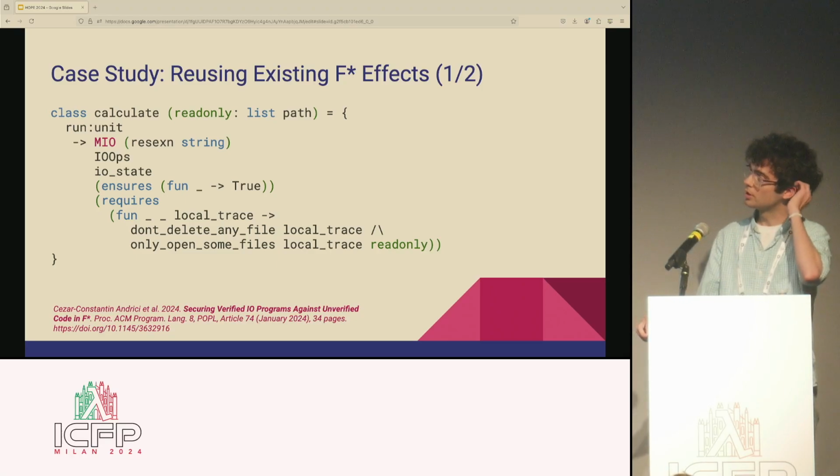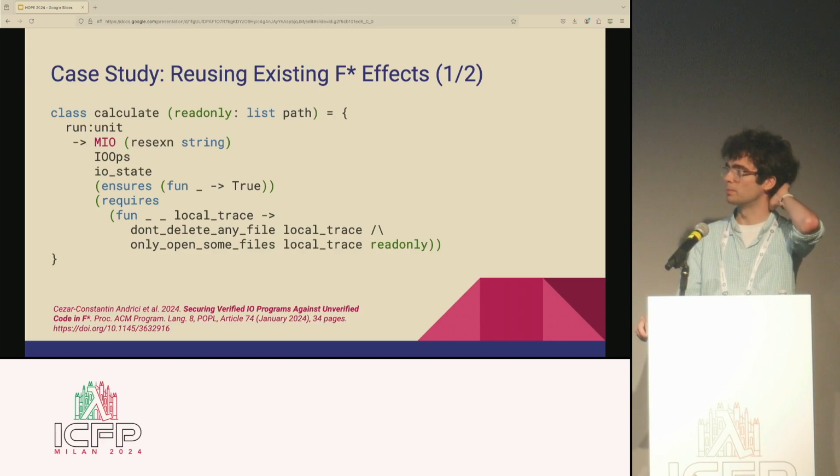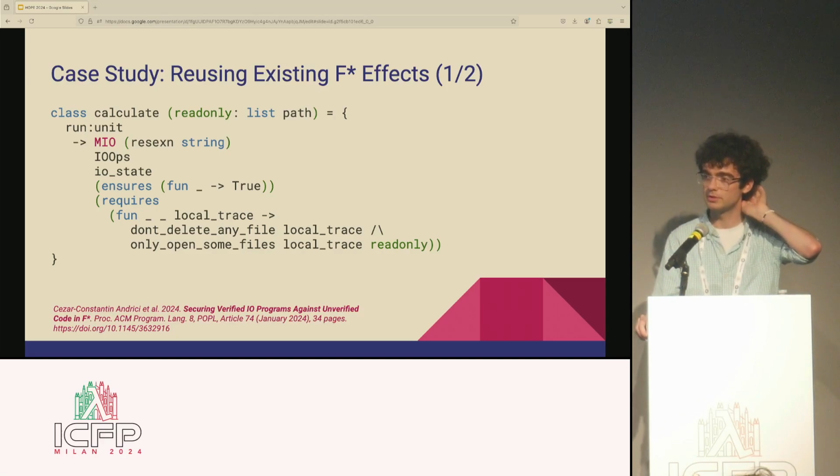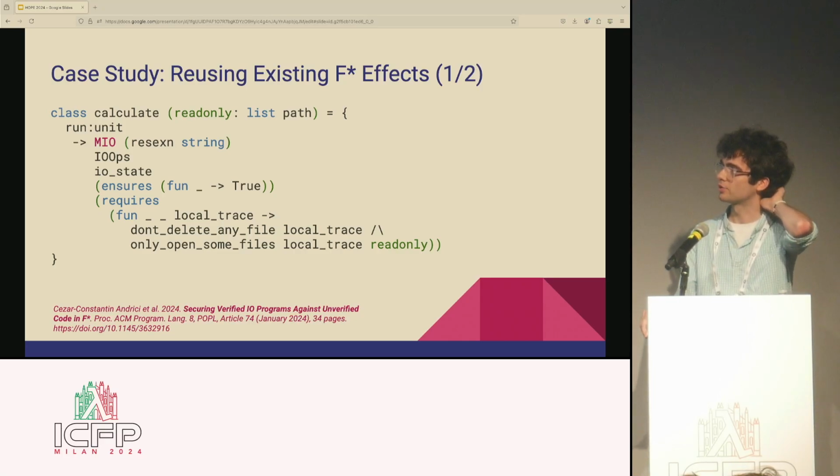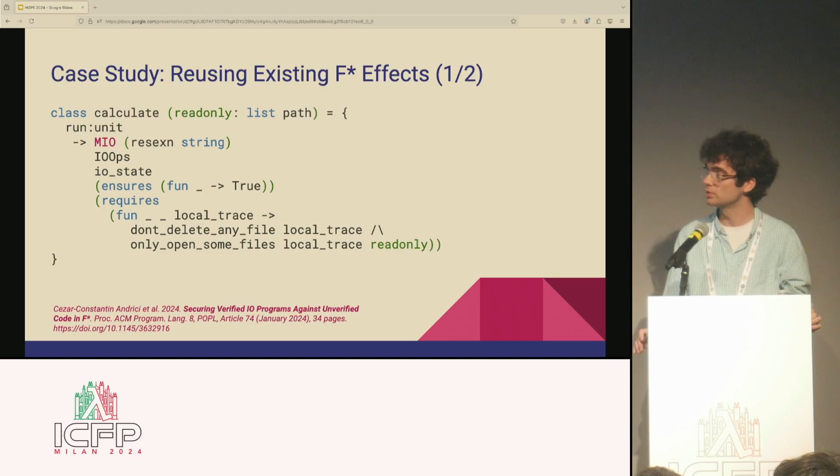So this one is a case study looking at what we might be able to do with existing libraries that people have written and presented about. This uses the SCIO library in F-star, which is about securing verified I/O programs against unverified code. The neat thing about this is that it actually does two things.